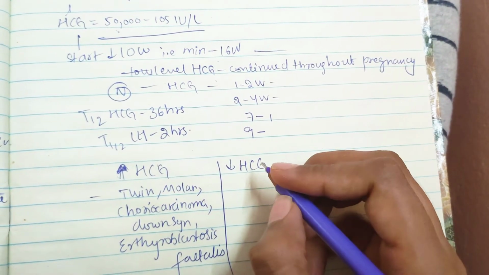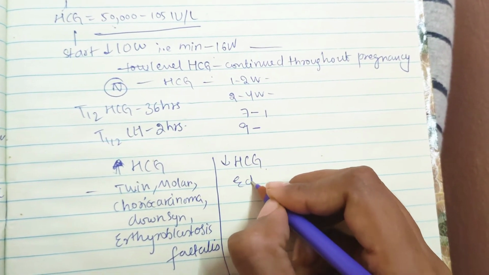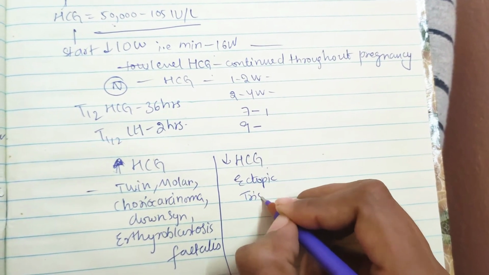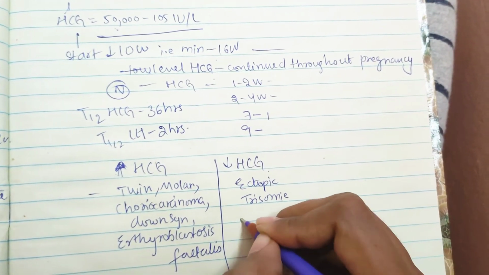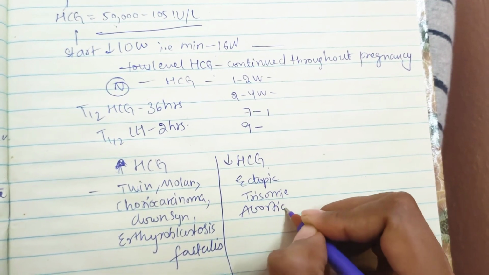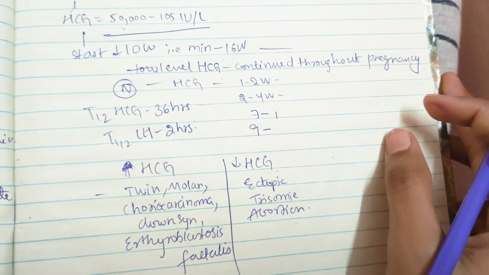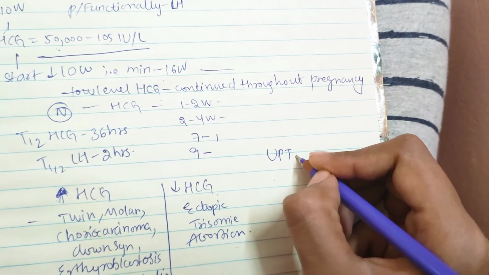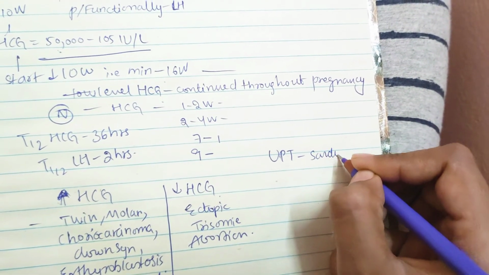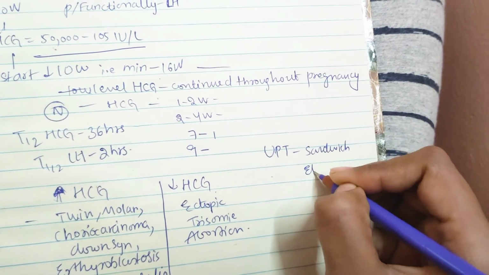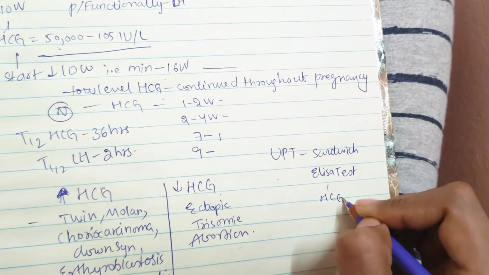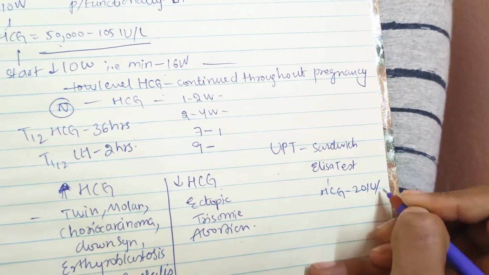HCG level is dropped in ectopic pregnancy and in all types of trisomies except Down syndrome, and also in abortion. So in this case, you can see the HCG level is lower. So, urine pregnancy test: you do a sandwich ELISA test, which will detect mainly HCG with 20 IU per L.